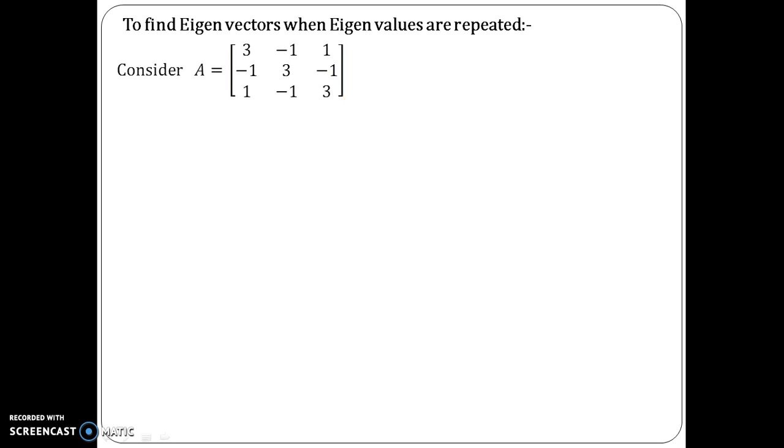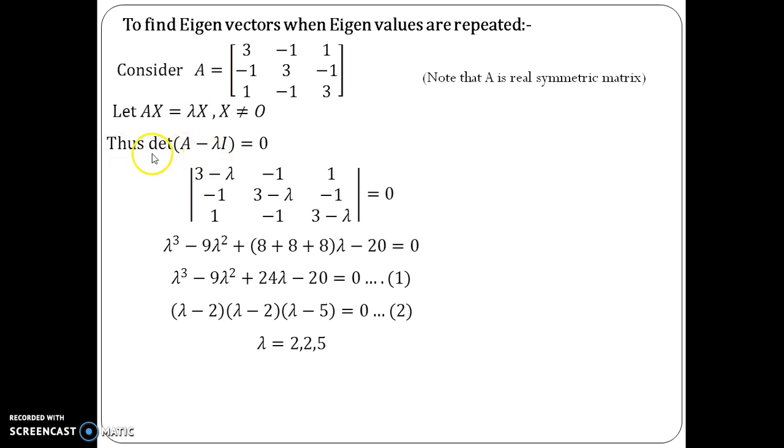Consider this matrix A. First of all, observe that this matrix is a real matrix and it is symmetric. Now the procedure to find eigenvectors is almost similar to that which you have seen when eigenvalues are distinct. There is a slight difference, so let us see. The starting is the same. First, let Ax equal lambda x, where x is not equal to 0.